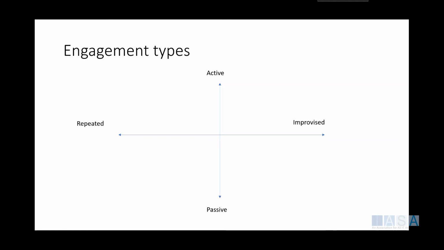I would like to talk a little bit about the engagement types. If we look at the receivers, we can say that people can receive the information or the topic in two modes, the active mode and the passive mode. From the other side, you could have two types of communication: repeated communication and improvised communication. Now if we have this matrix and put engagement in the middle, we can provide some interesting information.